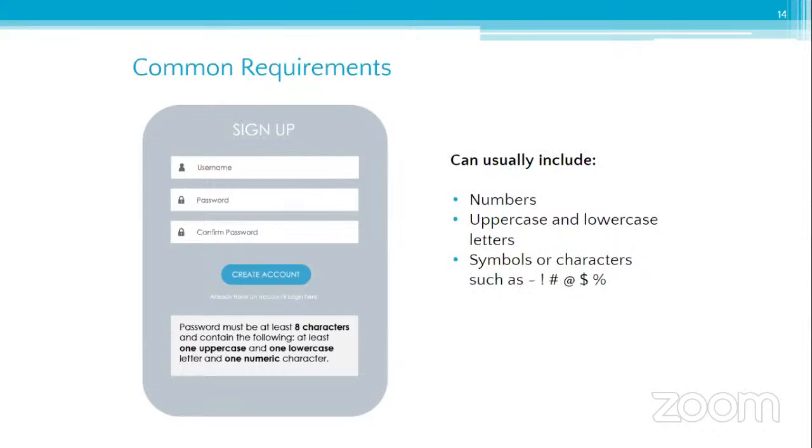Yeah, this is what we should actually come up with to be called a very strong password. It should have numbers, uppercase and lowercase letters, and symbols or characters such as the hash, maybe at, maybe the currency symbol, or maybe the percentage sign. You can just include them. You can just put them in your password.